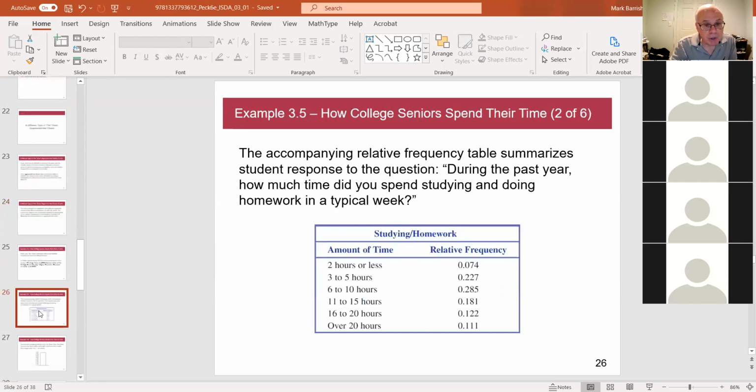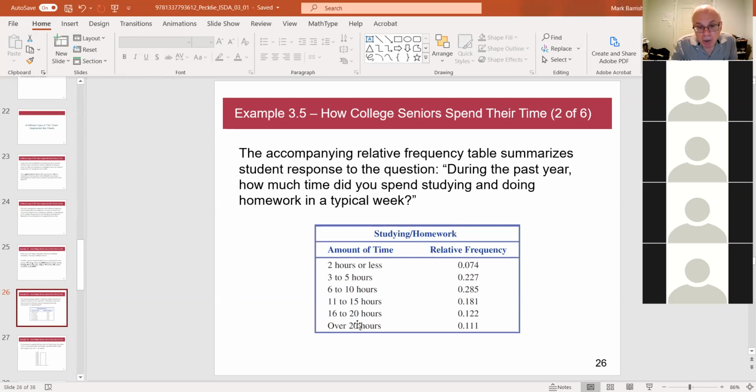Let me give you a chart here. Here's some categorical data. Here's a frequency table. Here are your categories. These categories are based off of time, right? Basically, it says during the past year, how much time did you spend studying and doing homework in a typical week? Now, by the way, when the survey participant answers this question, they're going to give an exact amount of time, right? They're going to say 1 hour, 2 hours, 3 hours, whatever.